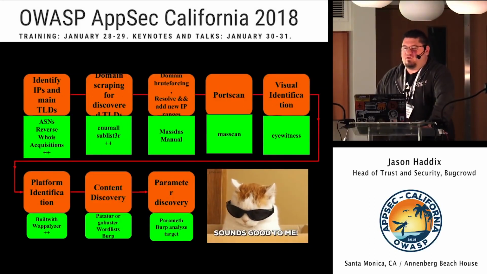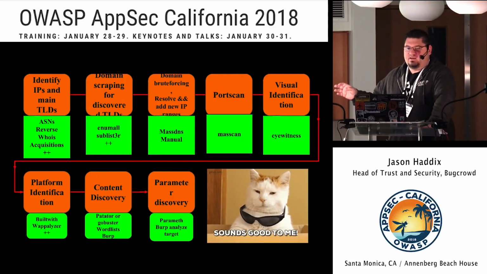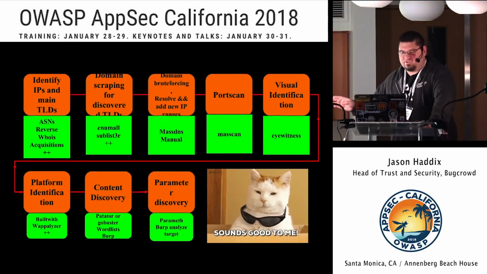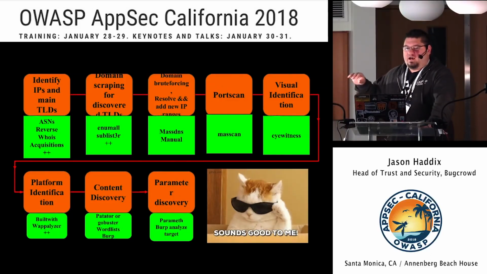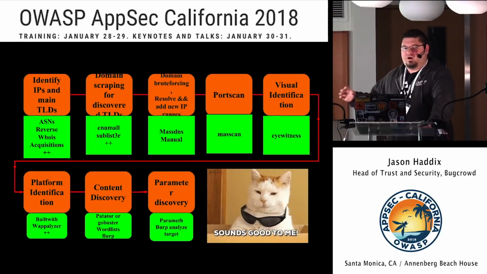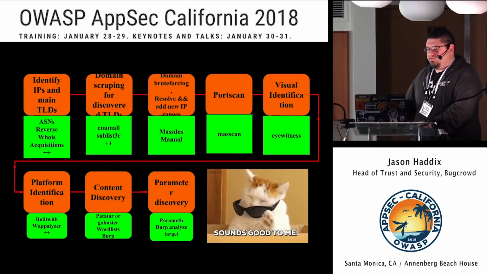So this is the overall discovery methodology, right? Identify IPs and main TLDs, scrape, brute force, port scan, do some visual identification, identify the platform, do content discovery, and then maybe do parameter discovery. So this is most of the active stuff.